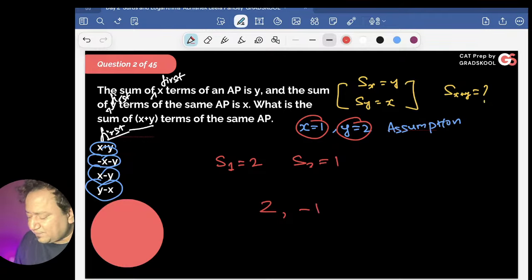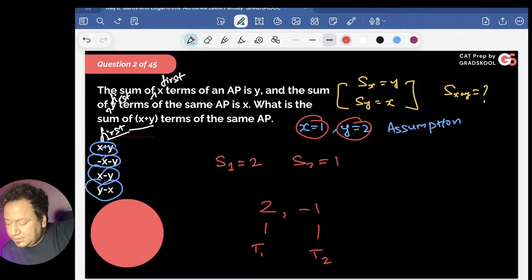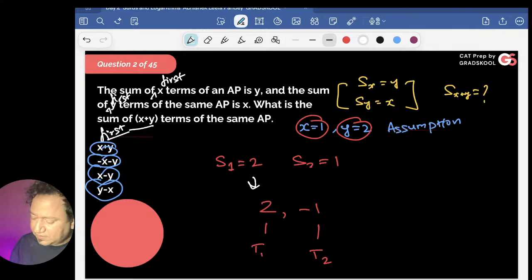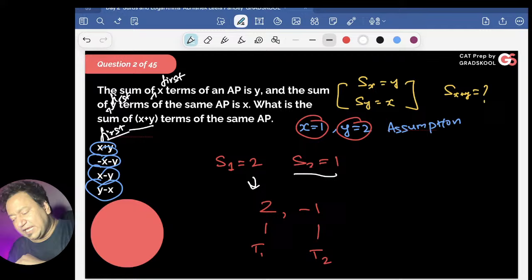So do you understand that? This is the first term, this is the second term. Is that right? So my assumption gets validated the moment I try to identify the series, which is 2 and then minus 1. 2 because of the first term, minus 1 because sum of two terms must be equal to 1. First term is what we know already is 2. What needs to be added to 2 so it becomes 1? It is minus 1, right?